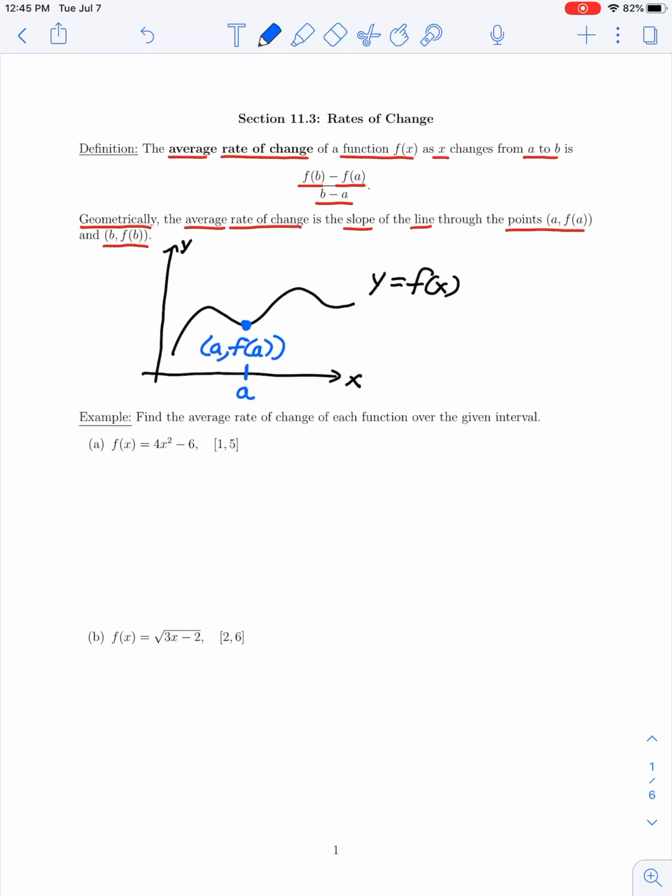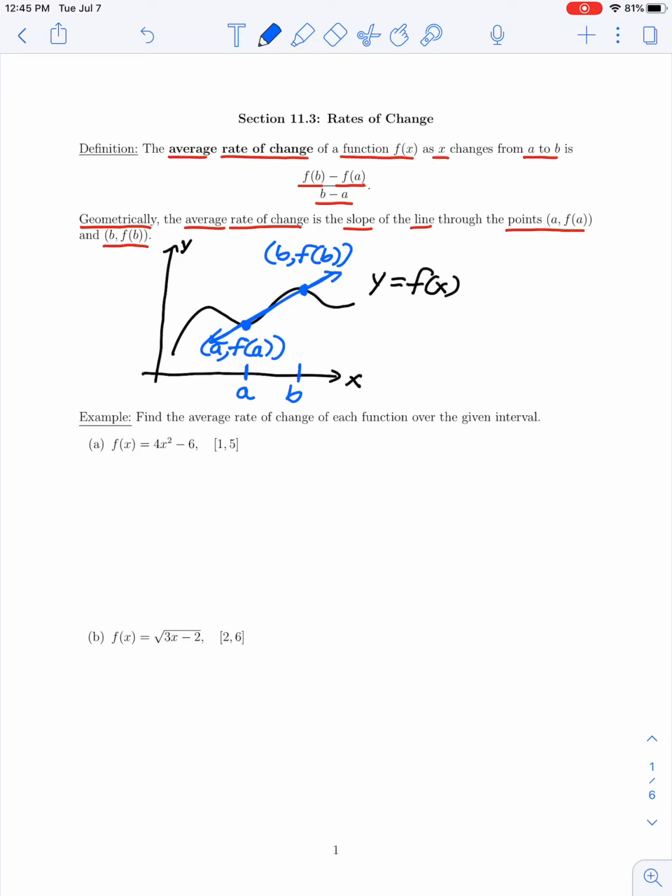Now, if we take a change in the value of x, and we change x from a to b, the corresponding point on the graph of our curve would be the point b, f of b. So the average rate of change defines the slope of the line that passes through those 2 points, my line shown in blue here.